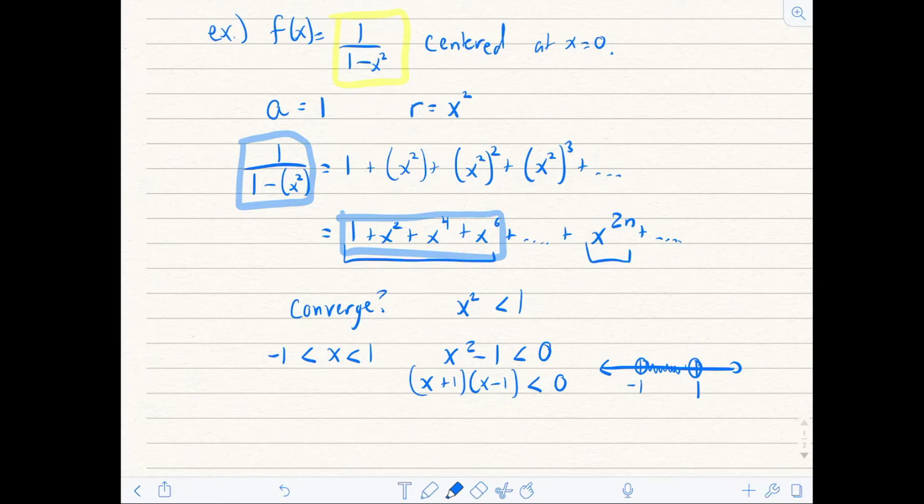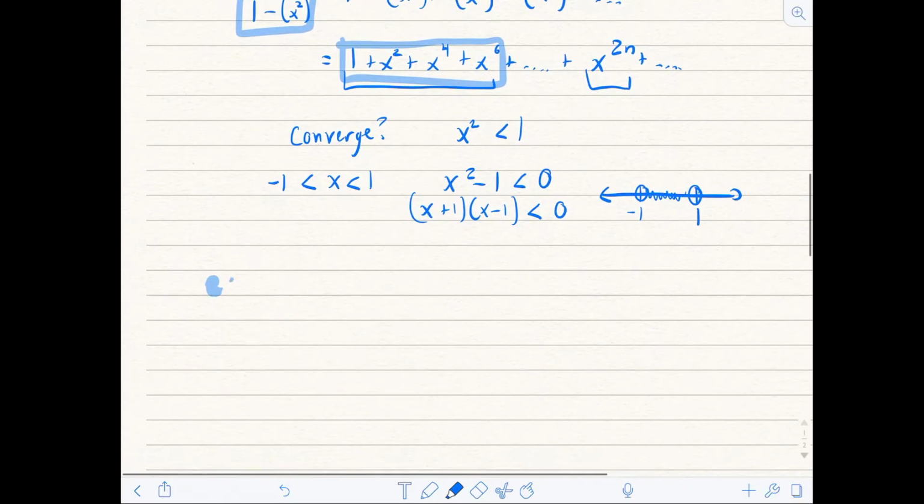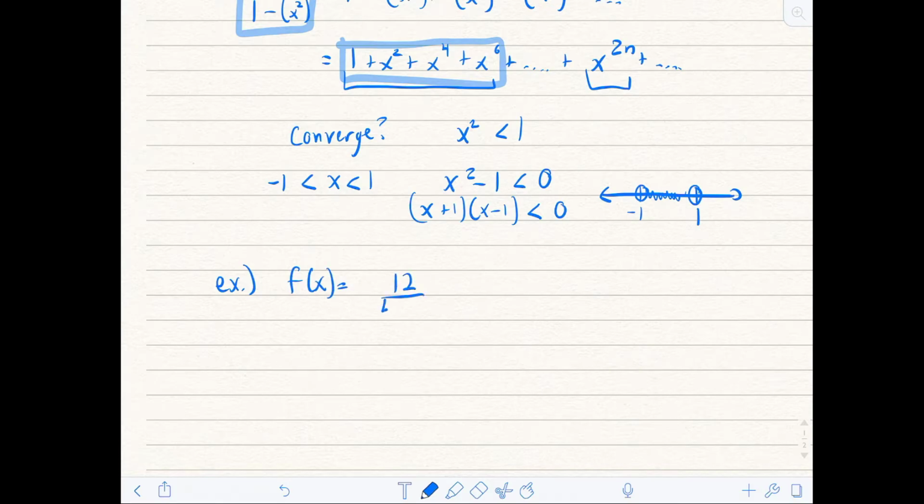Okay, next problem. Let's say I give you a problem that looks like this. Example: f of x is equal to 12 over 4 plus x, and we're still centered at x equal to 0. Find the first 4 non-zero terms, and then where does it converge?